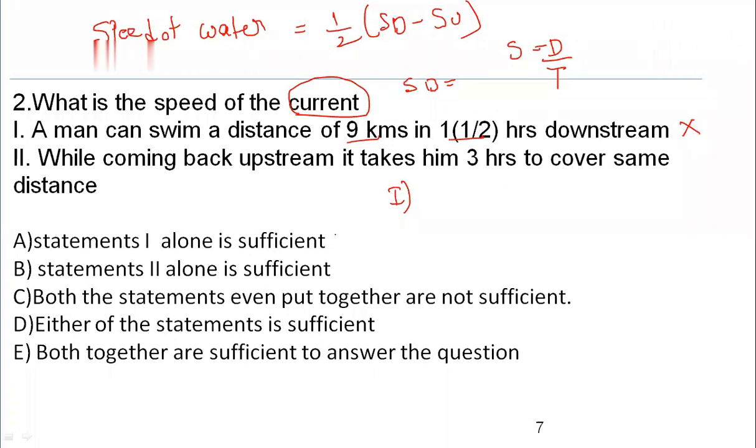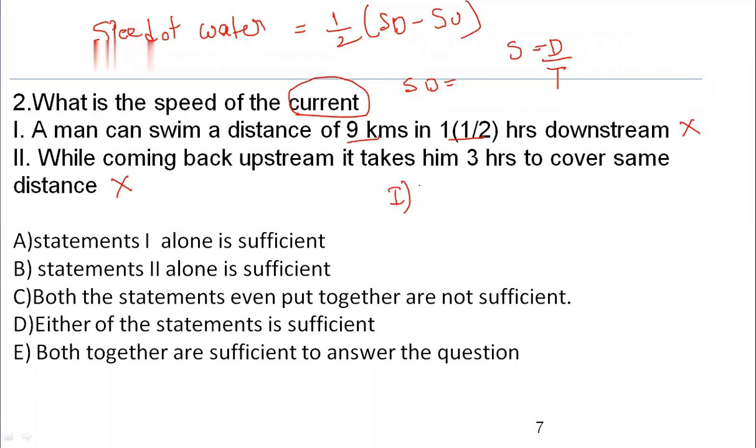Is that clear, guys? So keep that aside. Don't combine. Try solving the question with respect to the second statement. While coming back upstream, it takes him 3 hours to cover the same distance. So the second statement alone, if you see, is a part of the question, but that is not the complete information. While coming back upstream, it covers the same distance means what is that same distance when you're solving with the second statement alone? We don't know. So we can't answer the question with the second statement alone.